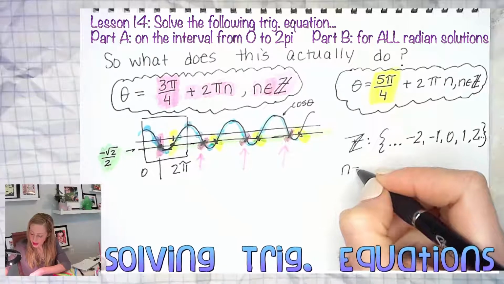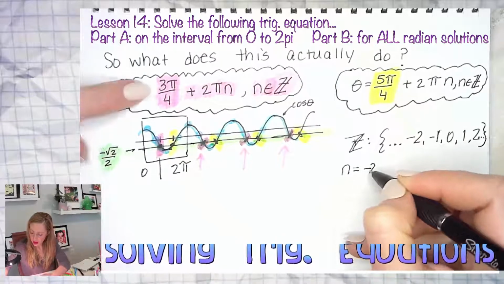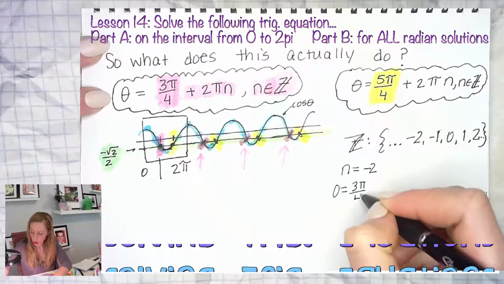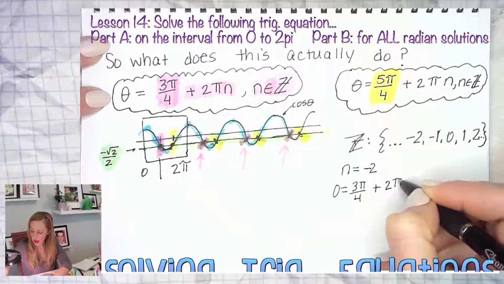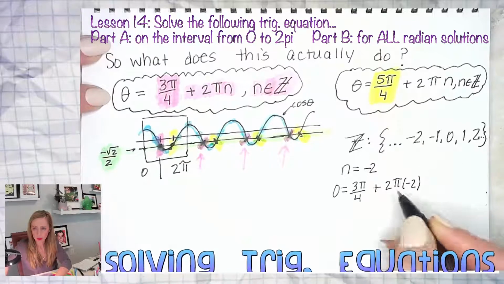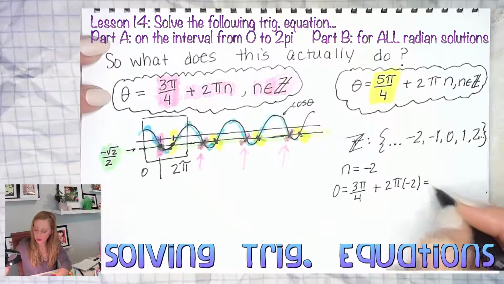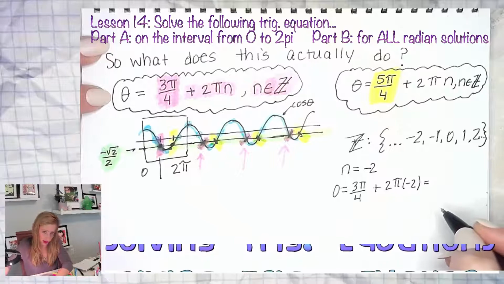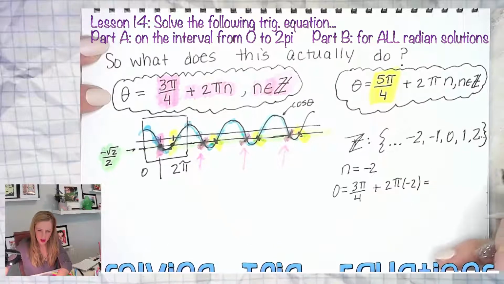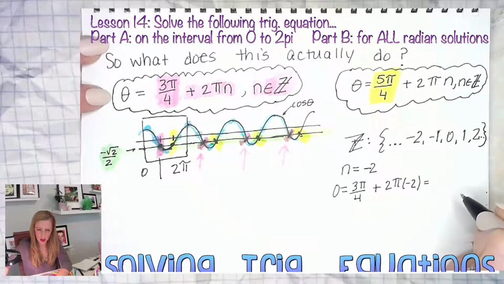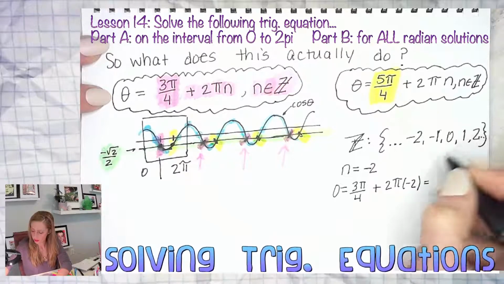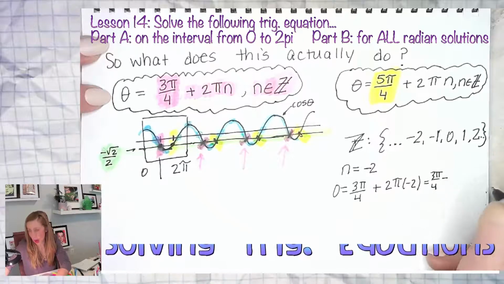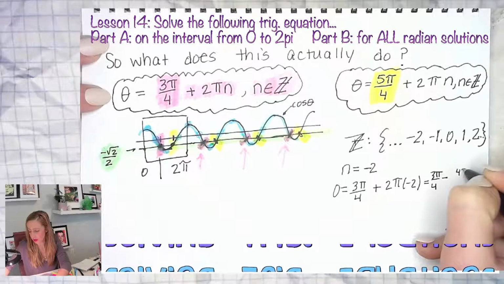If I let n equal -2 and I fill it in this equation, I'll get theta equals 3 pi over 4 plus 2 pi times -2. What's 2 pi times -2? You can participate here. Shout out, raise your hand. Easy moment. Go ahead, Jeremiah. -4 pi. Right.